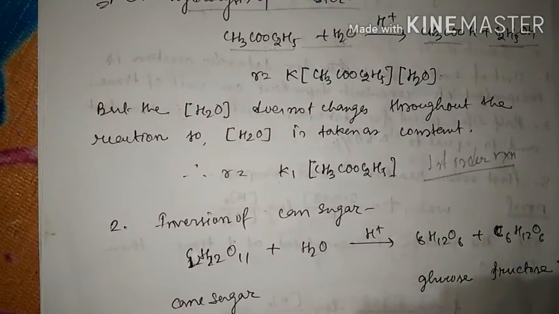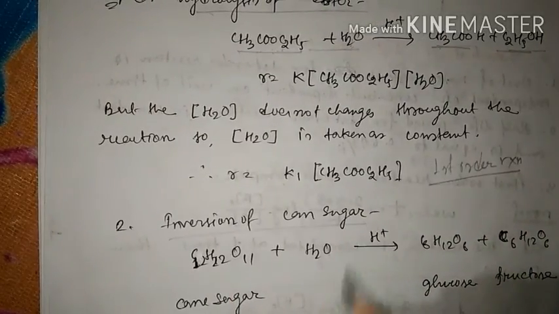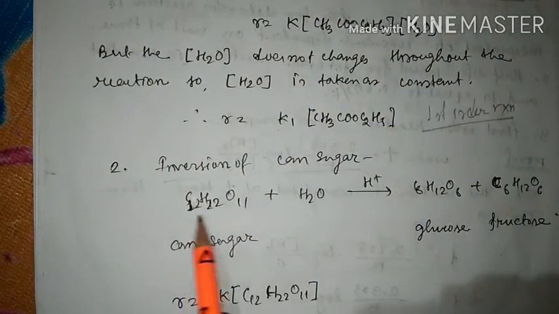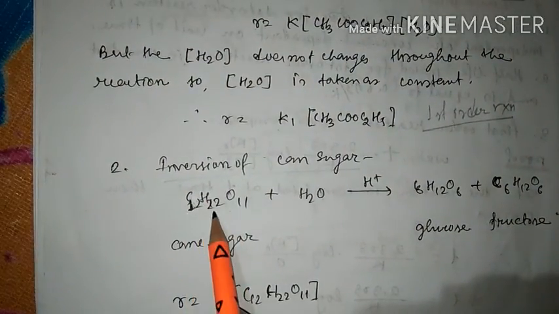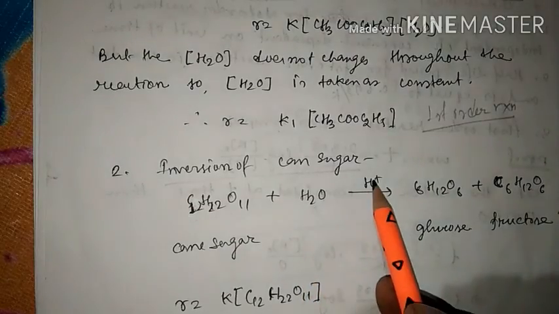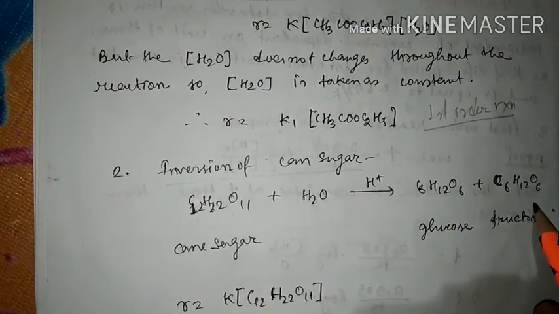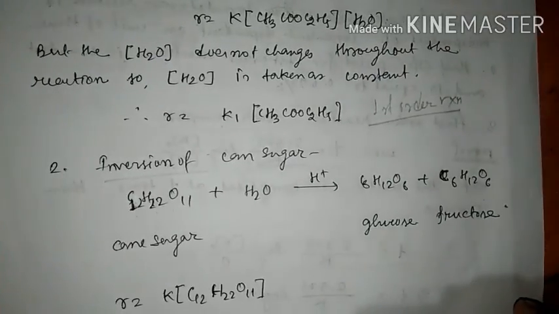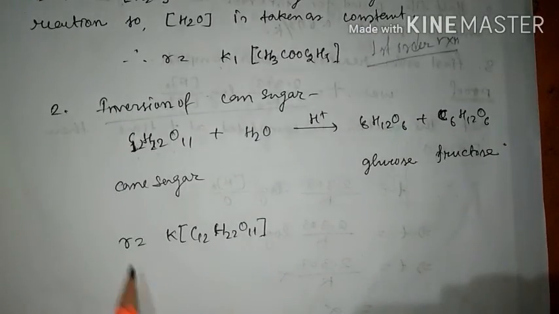Second example is the inversion of cane sugar. Same thing. Cane sugar, C12H22O11, reacts with water in the presence of acid, producing glucose and fructose. Remember, glucose and fructose have a similar chemical formula, but their structural arrangement is a little bit different. And the reaction rate is given by R equal to k concentration of cane sugar.